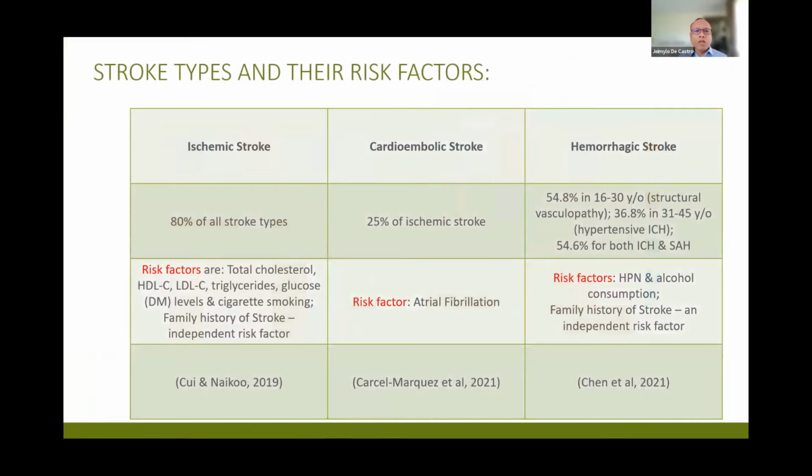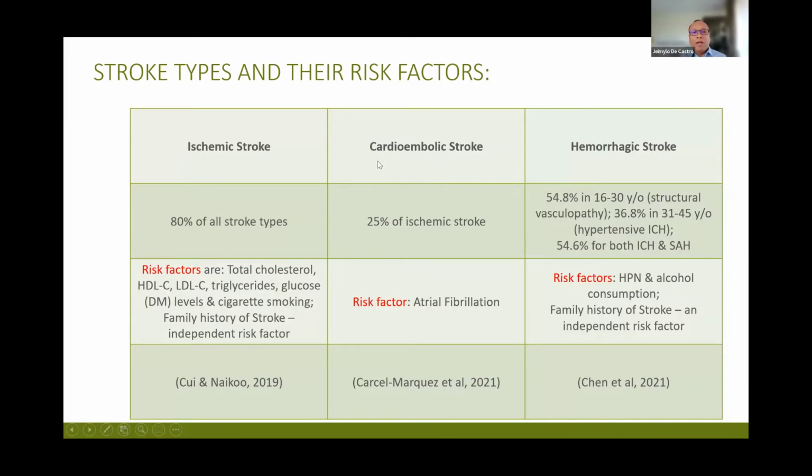And so here, the stroke types and the risk factors, I tried to differentiate each of them. And so I identified 3: ischemic, cardioembolic, and hemorrhagic stroke. So since ischemic stroke represents about 80% of all stroke types, the risk factors here that is very peculiar is the level of cholesterol. So very, very interesting. And of course, cigarette smoking, and of course, diabetes. So these 3 are very important that contribute to ischemic stroke. And of course, an independent risk factor that is added here is the family history of stroke. If you have a family history of stroke, you have the tendency to develop this stroke yourself.